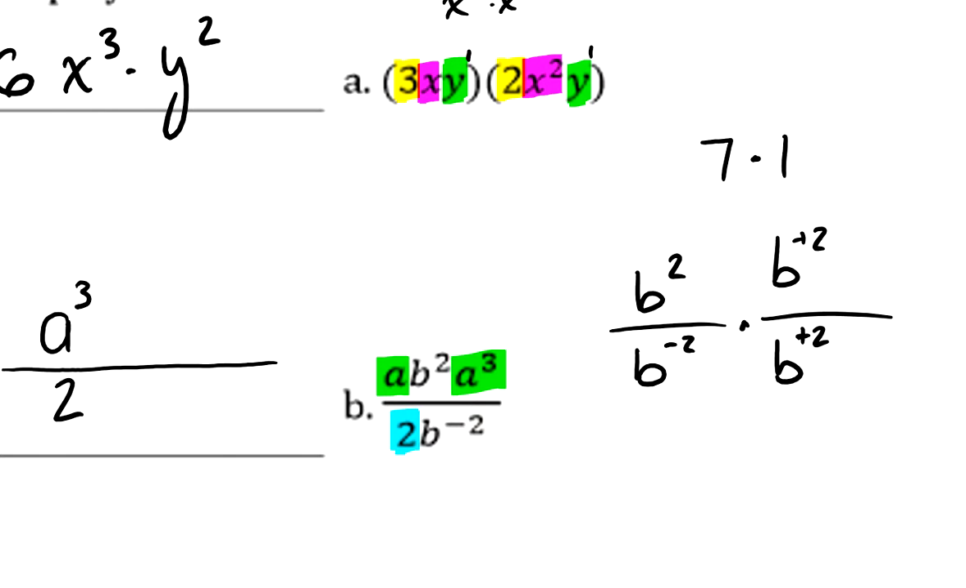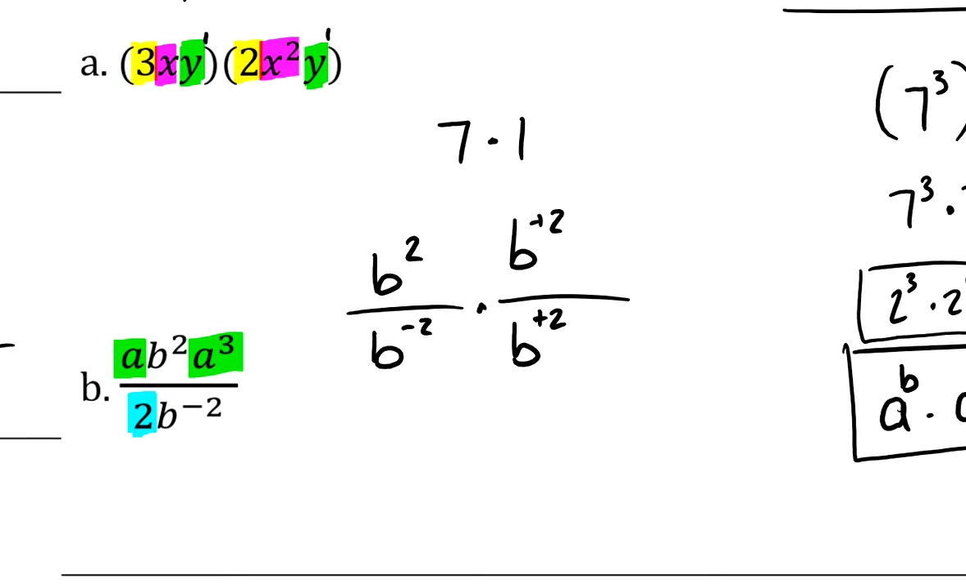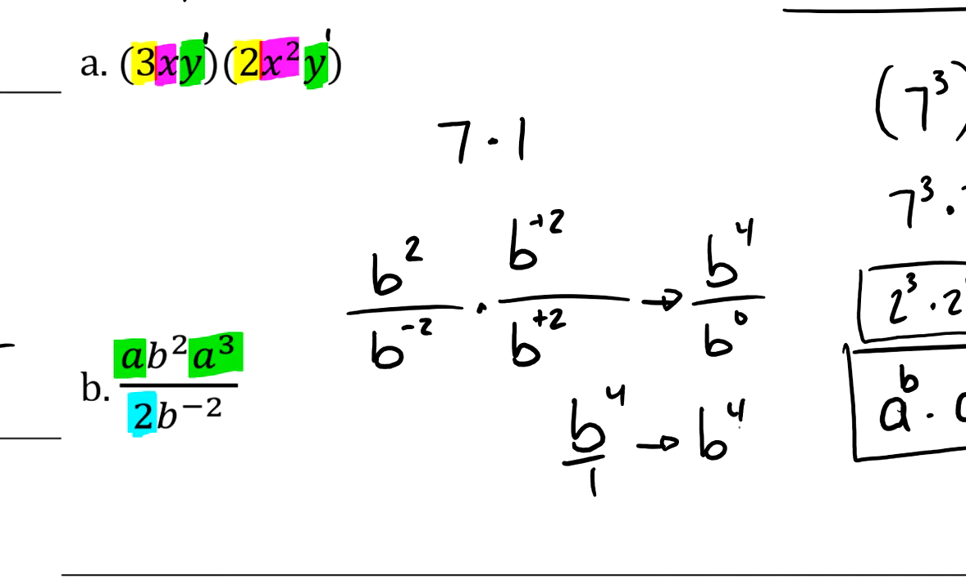Now, when I multiply it by 1, notice what happens. This numerator becomes b to the 4th power, and the denominator becomes b to the 0th power. Well, b to the 4th over b to the 0th power is b to the 4th over 1, which is simply b to the 4th power. So this is b raised to the 4th power. It is not the number 1.